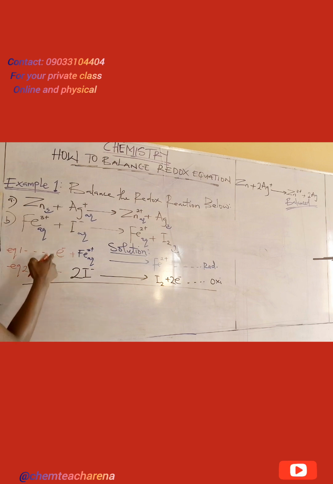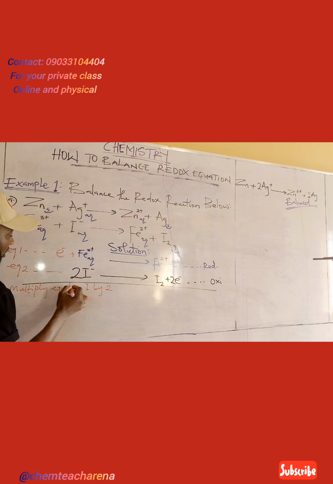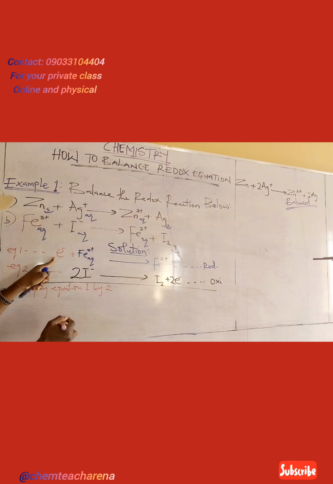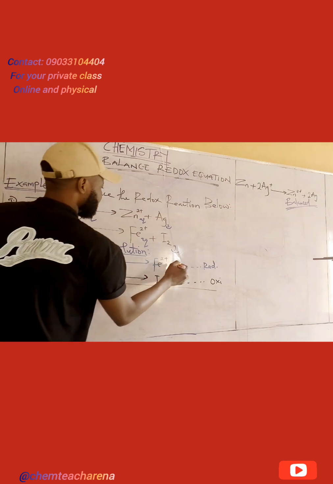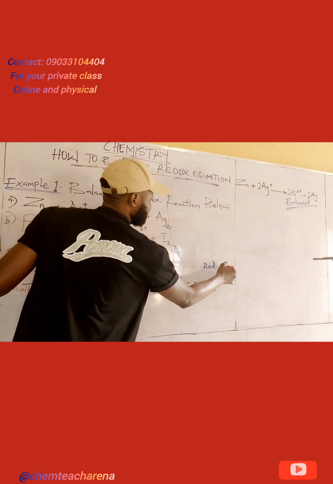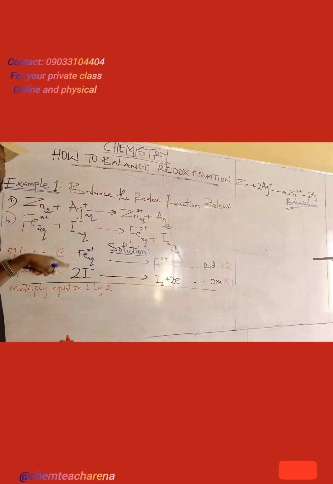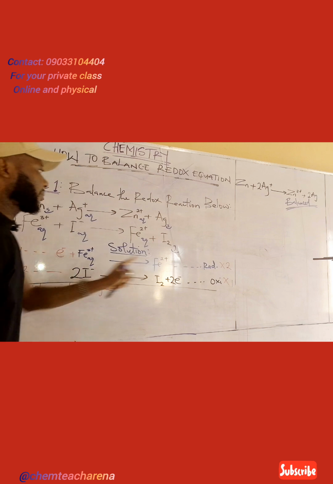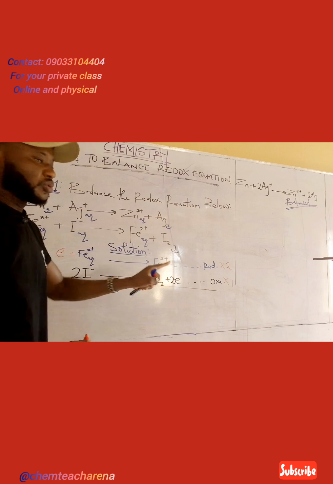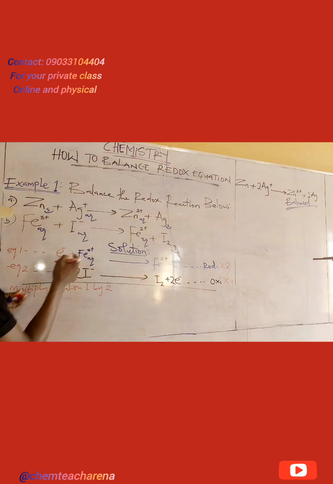I have to multiply this first one. Multiply equation 1 by 2. Let me write it. I will just write here times 2, here times 1. I multiply equation 1 by 2, and I'm multiplying equation 2 by 1. So let's rewrite this one now.